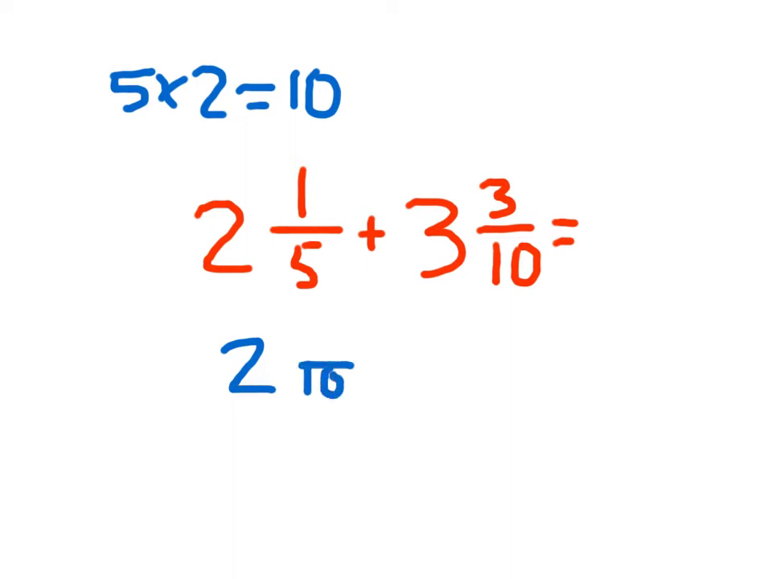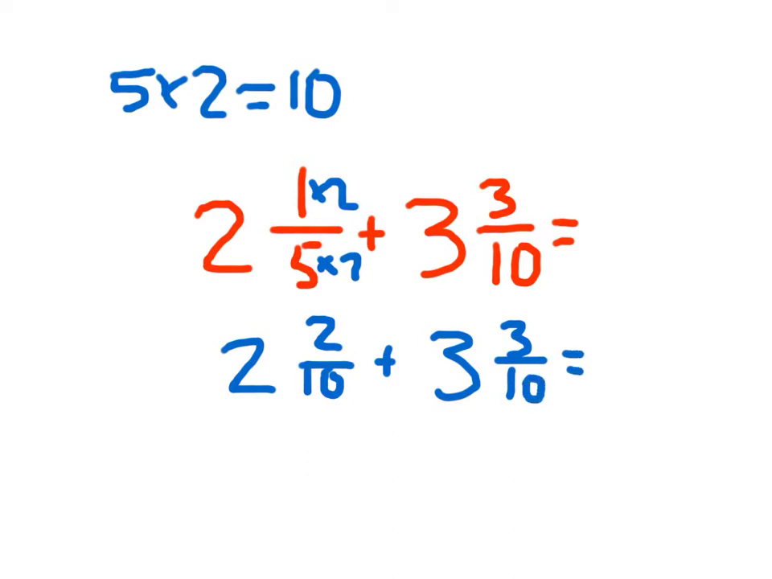So we keep the whole portion the same. The 2 stays the same, and we multiply the numerator and denominator by 2 because we want to get to tenths. 1 times 2 is 2. And then the other denominator is already at 10, so we can just write that mixed number there. At this point, now this looks like the previous problem where we had like denominators.